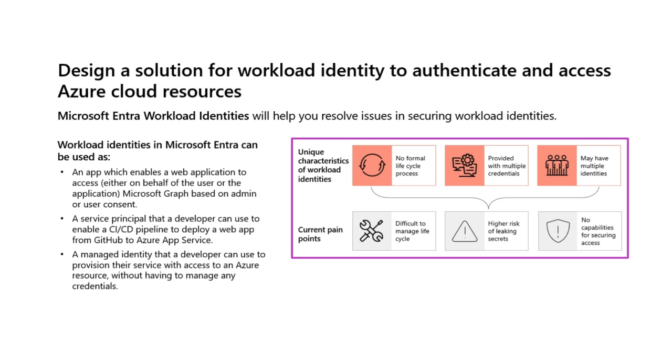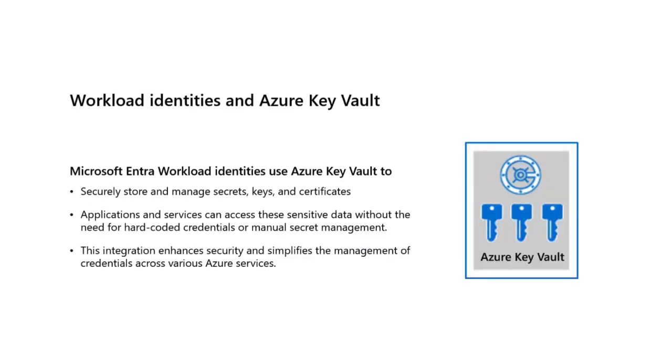An application is an abstract entity, or template, defined by its application object. The application object is the global representation of your application for use across all tenants. The application object describes how tokens are issued, the resources the application needs to access, and the actions that the application can take. Here are some ways that workload identities in Microsoft Entra ID are used.